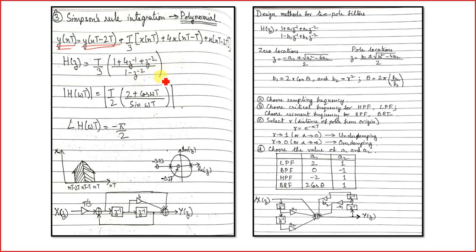Now from here, if you solve this, we get the modulus of H(omega T) equal to T/2 times the modulus of (2 + cos omega T) / sin omega T, and the phase of this system is given by minus pi by 2. Now if you look, when we are trying to calculate the integral value or the area under the curve, in this case we need 3 points, and these 3 points are being joined by a polynomial function. The function which is joining all these 3 points is a polynomial function.